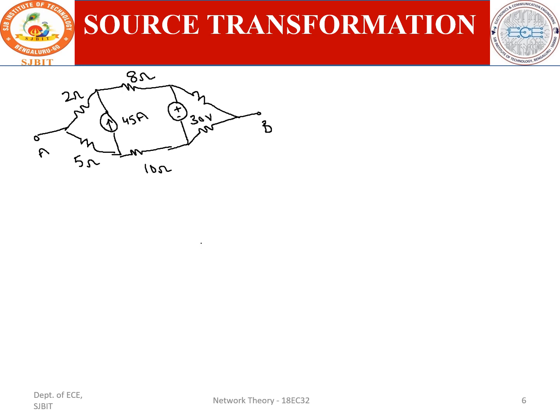So like this, and here it is another voltage source, and here one resistor is connected, and here is one more resistor. This is point A, and this is point B. This is our 2 ohm, this is the 5 ohm, this is 45 amps, this is 8 ohm, this is the 10 ohm, this is 30 volt, this is 3 ohm, and this is the 6 ohm.